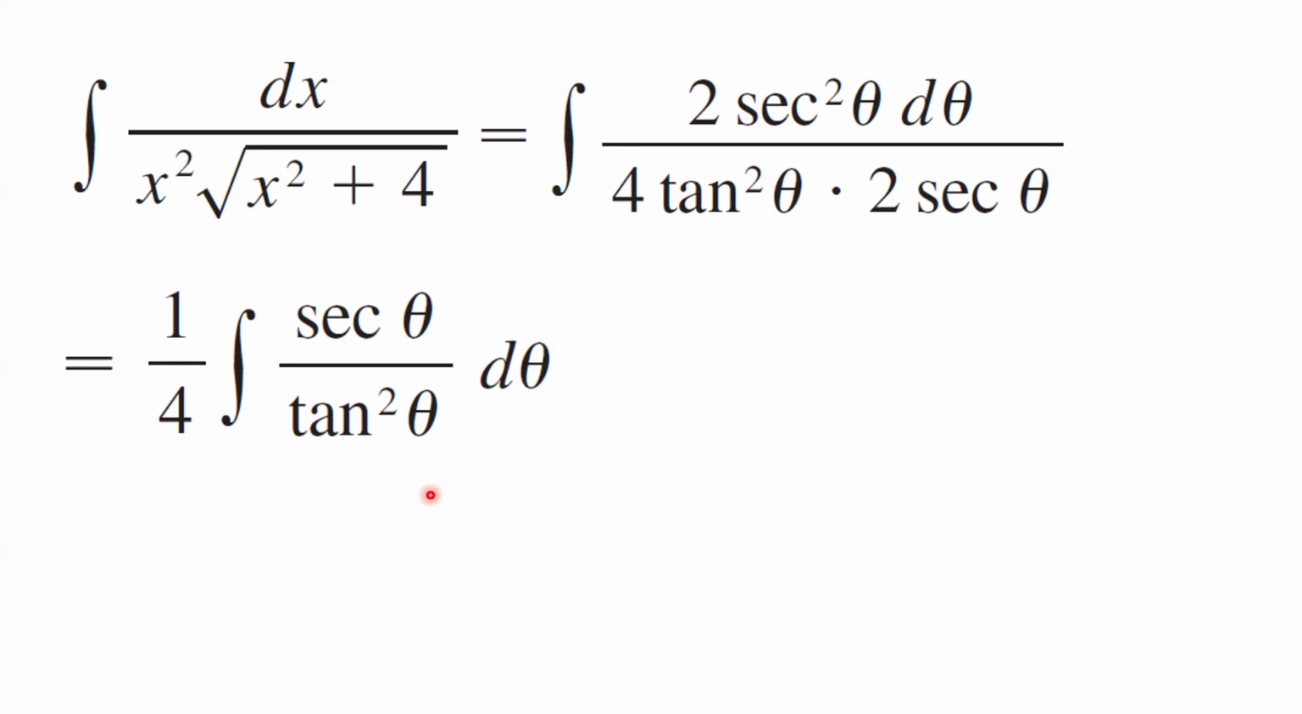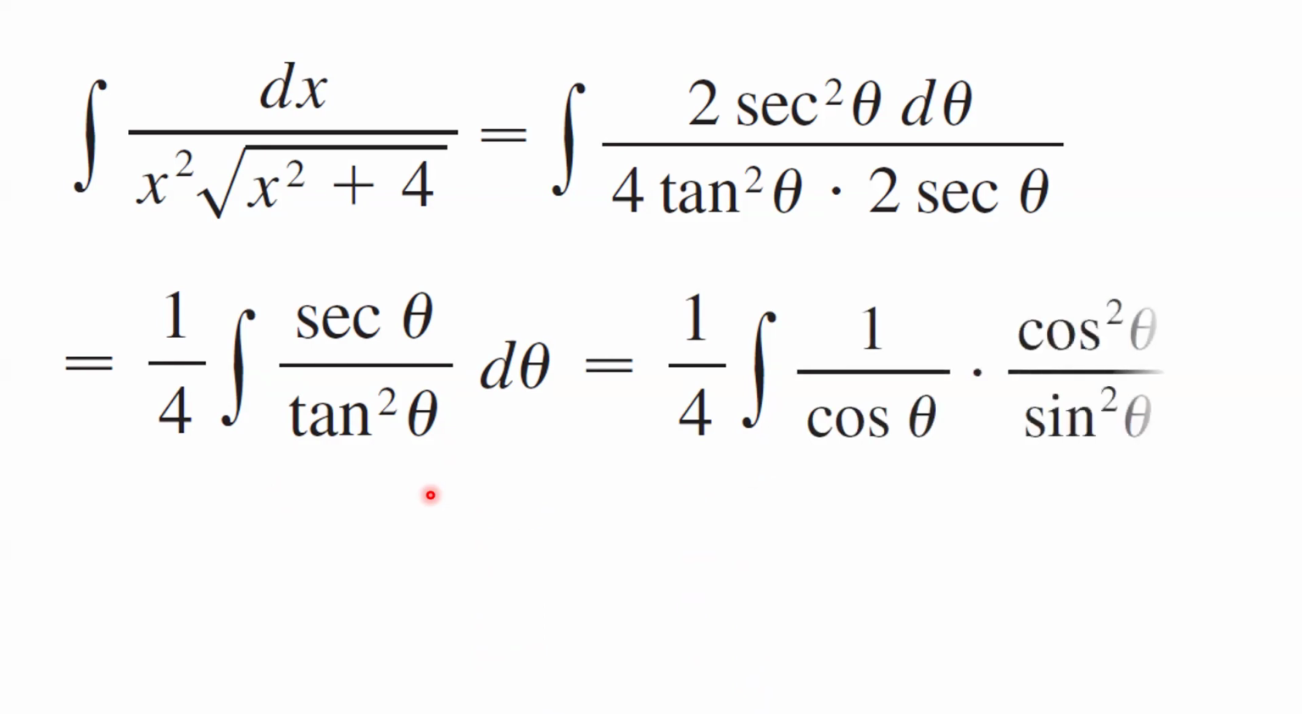When you're taking this integral with respect to theta, remember that we can separate this and write it as 1/4 the integral of 1 divided by cosine theta times cosine squared divided by sine squared. Remember the definition of secant. Secant is 1 over cosine theta, and tangent squared is sine squared divided by cosine squared. So you end up with 1 over cosine theta, which is your secant, and for your tangent squared, you can write it as cosine squared divided by sine squared.